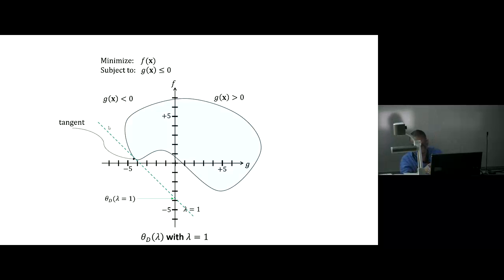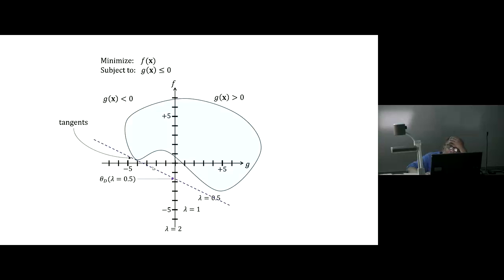Since lambda is given, we draw the straight line that has a slope of negative lambda, and that's tangential to the range of f and g, this blue region. This is theta d when lambda equals 1. The slope of this straight line is negative 1. This is theta d lambda when lambda is 0.5.